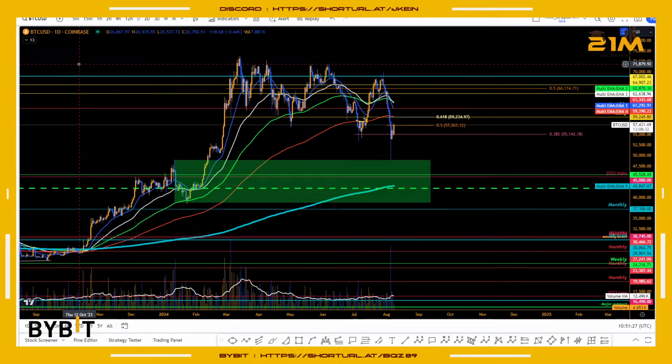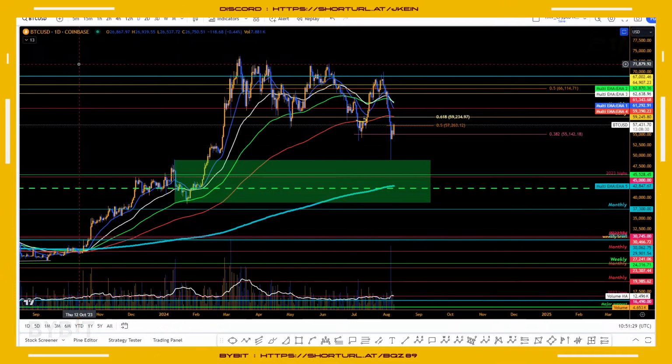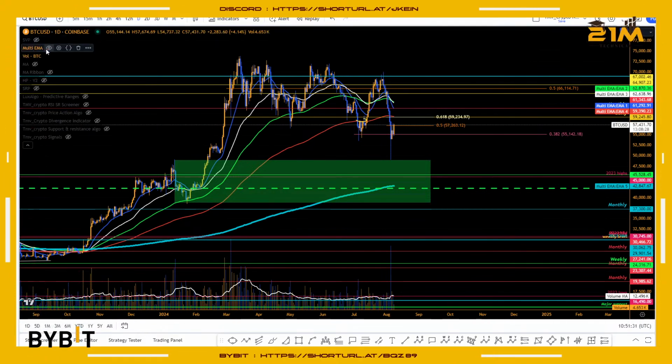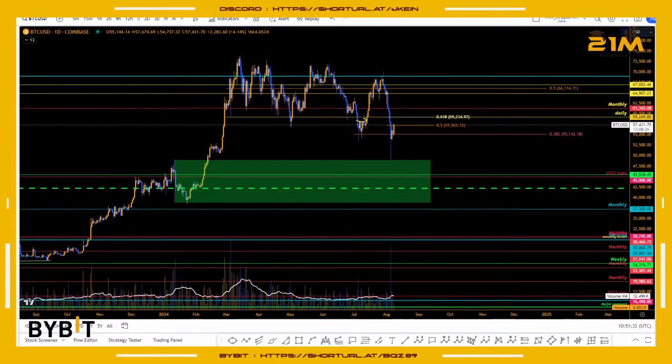But hey, what would be the midterm time frame bear case scenario? We only have two scenarios, guys. We don't have any other scenarios.